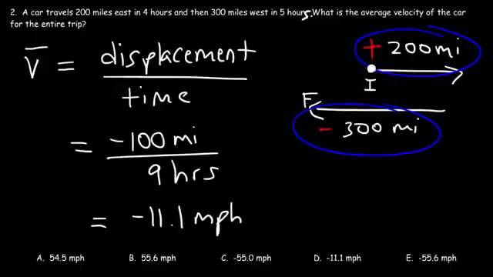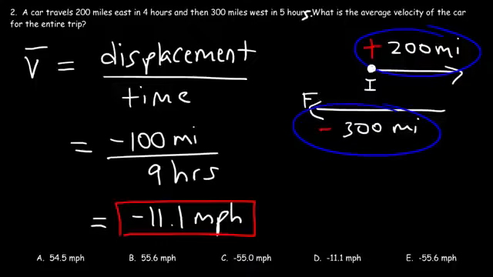So keep this in mind. Speed is always positive, but velocity can be positive or negative. Velocity is a vector. It has magnitude and direction, but speed is a scalar quantity. It has magnitude only. So D is the right answer.